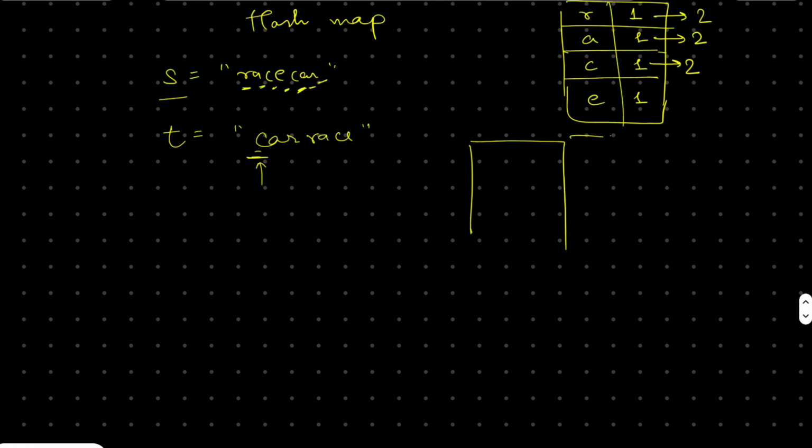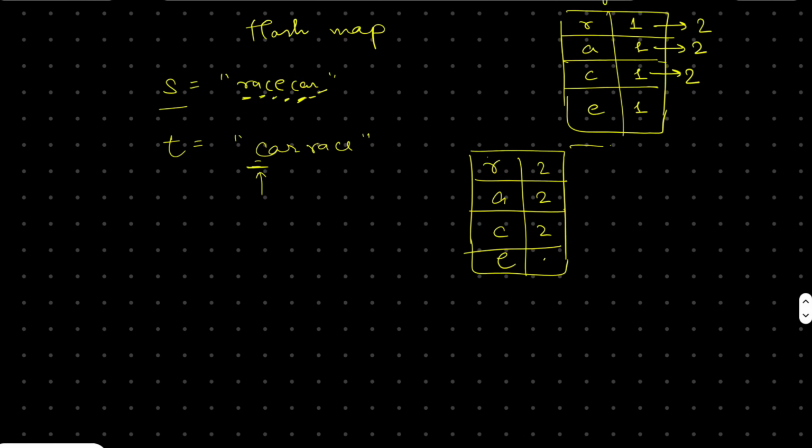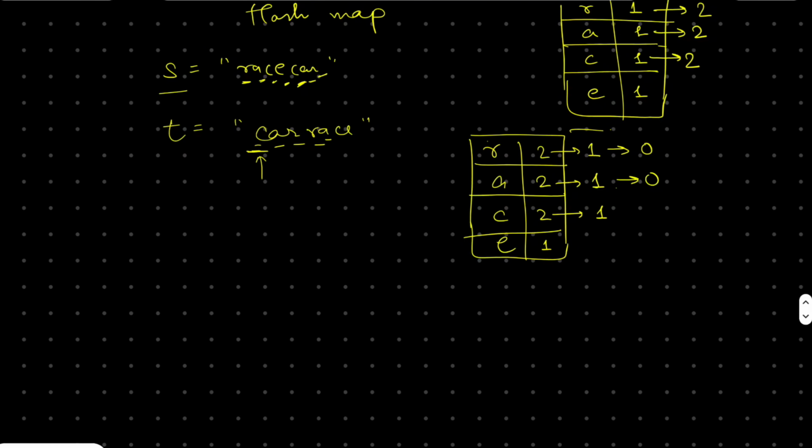Let me draw the hash map again. The frequencies were these ones. For C, we will reduce this one to 1. For A, we will also reduce this to 1. For R, we will reduce this to 1. Again, for this R, we will reduce this to 0. For this A, we will reduce this to 0. For this C, we will reduce this to 0. And for this E, we will reduce this to 0. Now we can see that all the frequencies are 0.